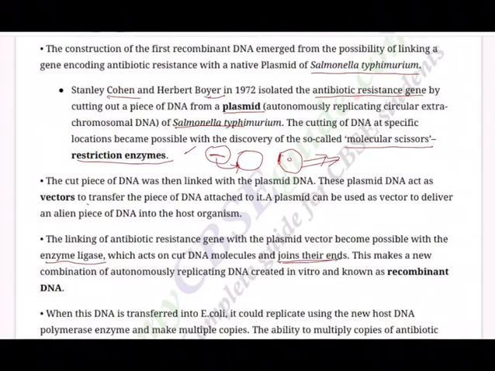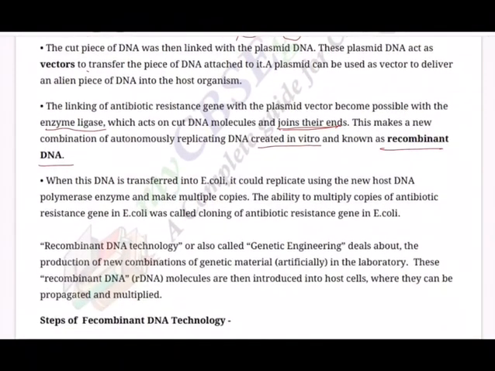And what is the function of ligase? It joins their ends. This makes a new combination of autonomously replicating DNA created in vitro, known as rDNA. Now we call this recombinant DNA. When this DNA is transferred into E. coli, it could replicate using the new host's DNA polymerase enzyme and make multiple copies. The ability to multiply copies of the antibiotic resistance gene in E. coli was called cloning of the antibiotic resistance gene in E. coli.